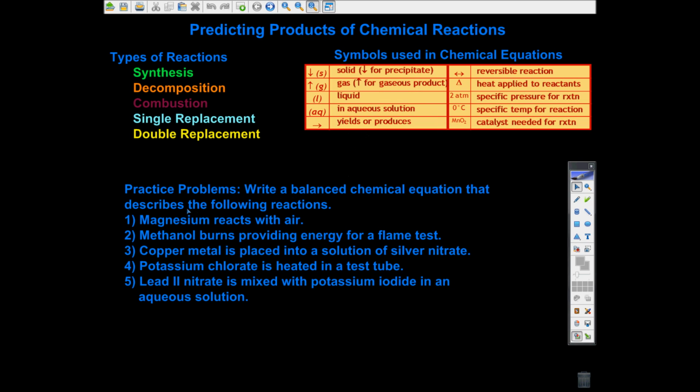So here are some problems, some 5 basic problems that you might see on a quiz or a test or in some practice sections of a book. And we're going to take these one at a time and write a balanced chemical equation for them. So on the next slide is the first one.